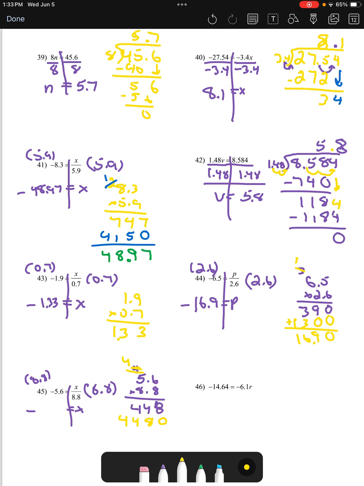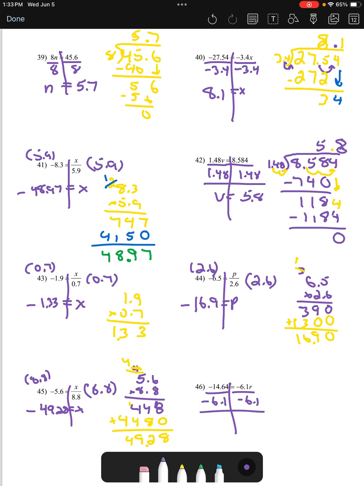8 times 6 is 48. Carry the 4. 8 times 5 is 40. With the extra 4 is 44. Add them up. 8, we get 12 to carry. We get 9. We get 4. And we have 2 decimal places. Negative 49.28 for our solution.